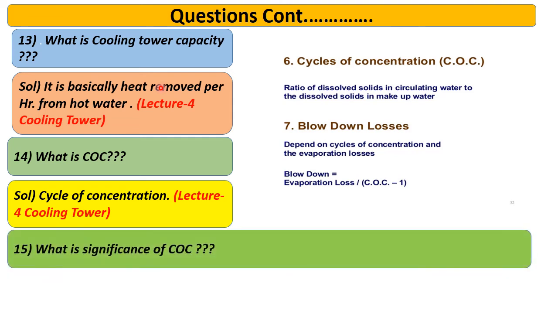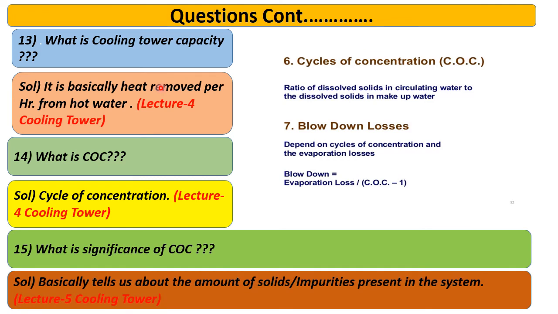Next is, what is the significance of COC? Friends, as you can see here, the COC is basically the ratio of the dissolved solids in circulating water with respect to the makeup water. So COC tells us about the level of the impurities and the level of the salts or solids that are present in the cooling tower. It tells us about the amount of solids or impurities present in the cooling tower system. I have covered this in a detailed way in my lecture 5 of cooling tower.